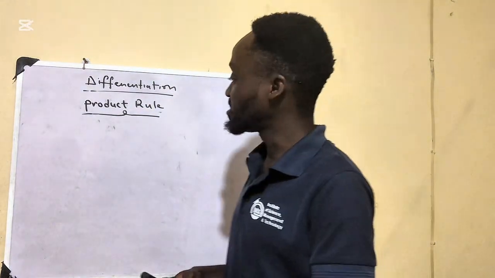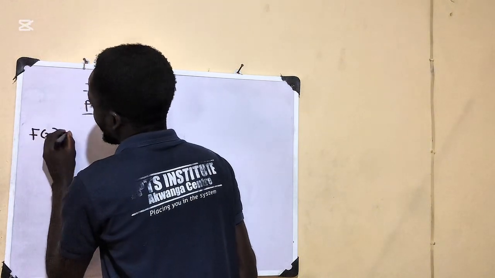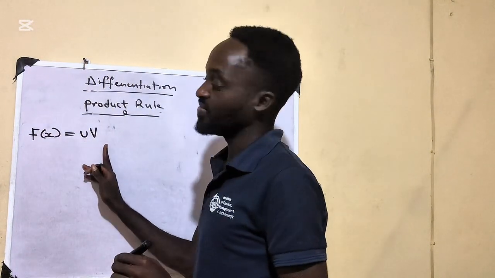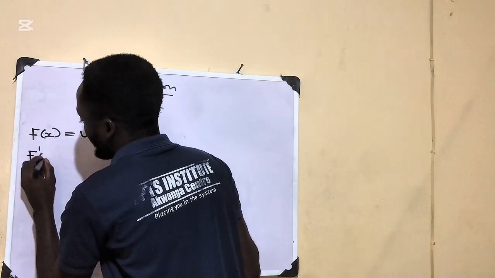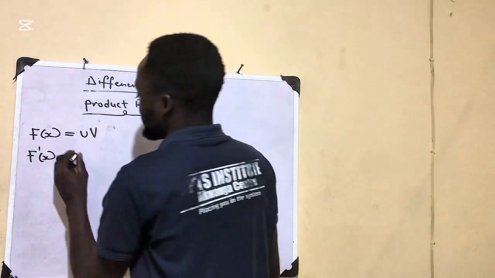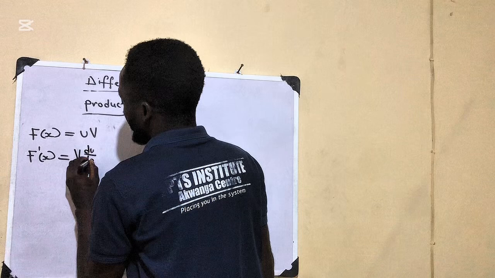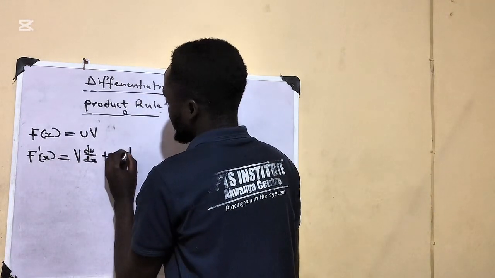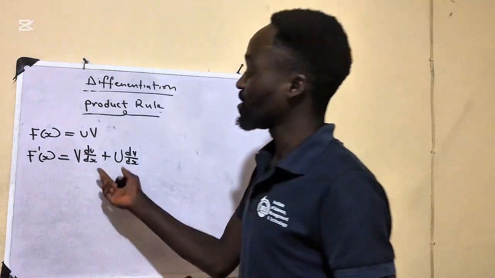So the rule is given as this. If you have a function f of x given as u multiplying v, so if you have two things, u multiplied by v, and you are asked to differentiate, this is going to be the differentiation. This f prime means differentiation. The rule states that you are going to write v as it is, then you differentiate the u function, which is du/dx, then plus you now write the u function, and then you differentiate v with respect to x. So this is the product rule.